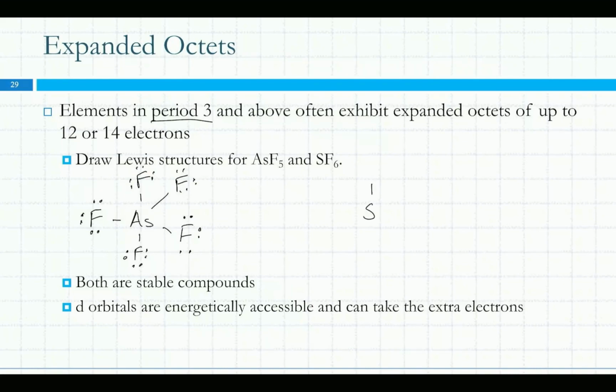And then like SF6. Lots of dots. Like I mentioned before, this is because in that third row, n equals 3, one of the valid quantum number configurations includes d orbitals. So all of these electrons past the first 8 go into d orbitals.